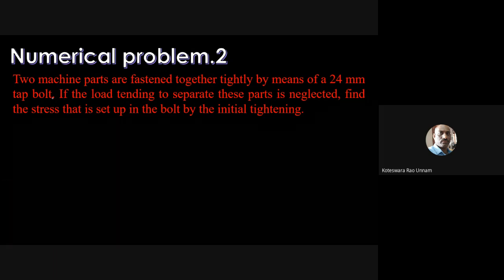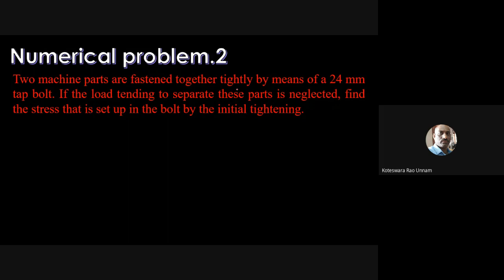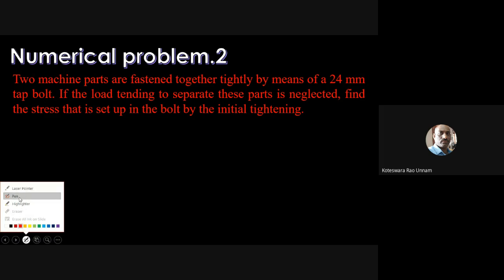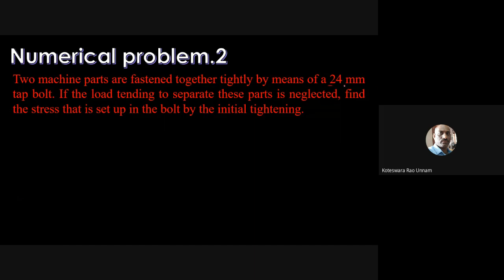Here the first sentence is clear. The two machine parts are fastened together tightly. Tightly means it is a fluid tight joint; you can assume it as a fluid tight joint. Then by means of a 24 mm tap bolt, that means he has given D is equal to 24 mm. The nominal diameter is 24 mm. That is what we understand from the first line of the problem.